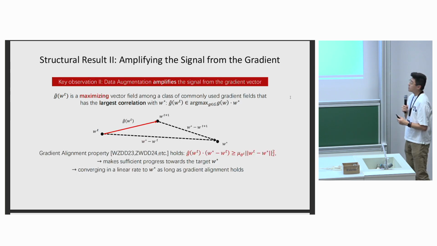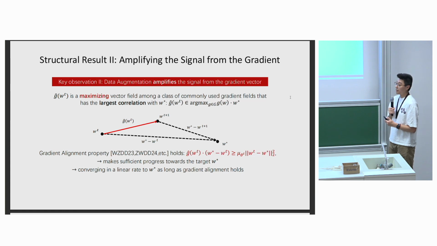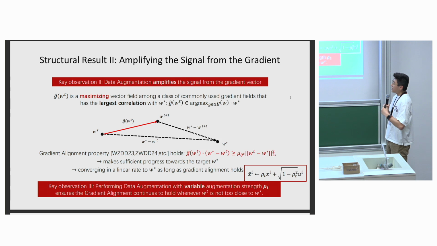And due to this, we have this nice gradient alignment property that holds. Effectively, it shows that this gradient vector aligns very well with the direction of W star minus W, which means that the gradient field would drag you towards the target parameter W star. So as long as this gradient alignment property holds for each iteration, then we will have linear convergence rate.